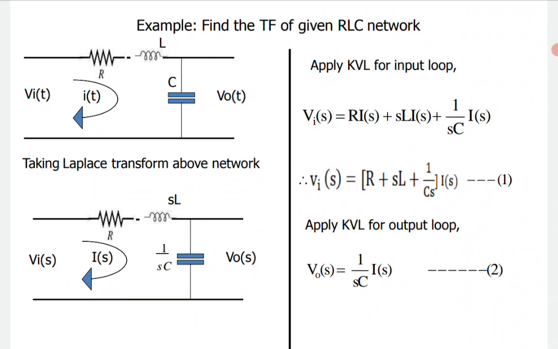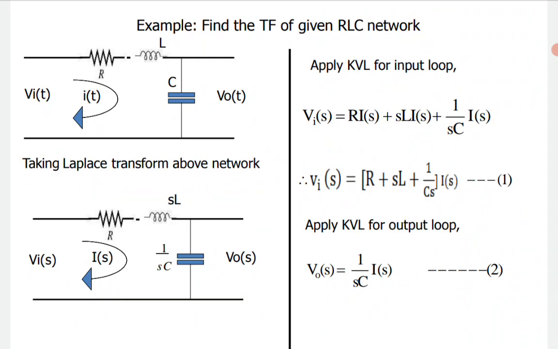See, Vi(s) is on the input circuit, i(t) is replaced by I(s), R remains the same, L is replaced by sL, and C is replaced by 1/(sC). V0(t) is replaced by V0(s). With the same phenomena, we apply KVL for the input loop: Vi(s) = R I(s) + sL I(s) + (1/sC) I(s). Then we take I(s) common, so Vi(s) = I(s) (R + sL + 1/(Cs)).